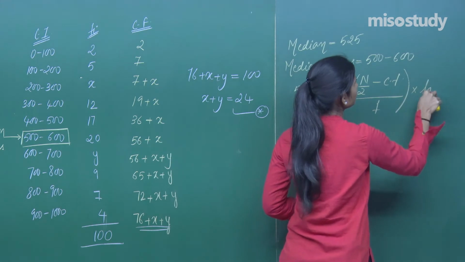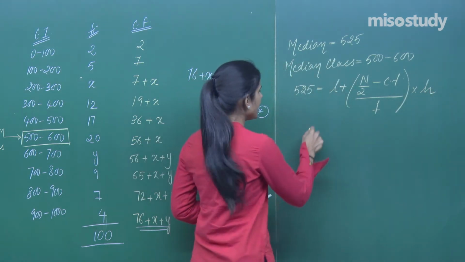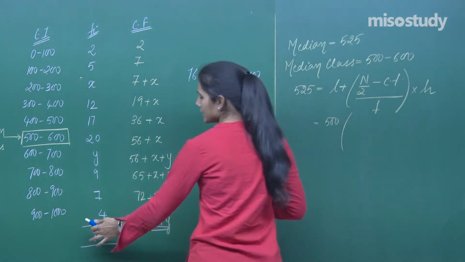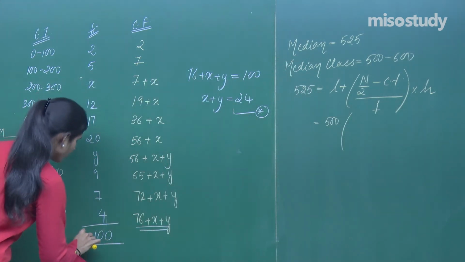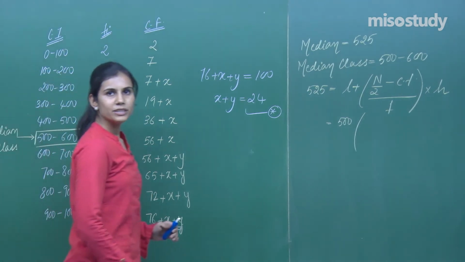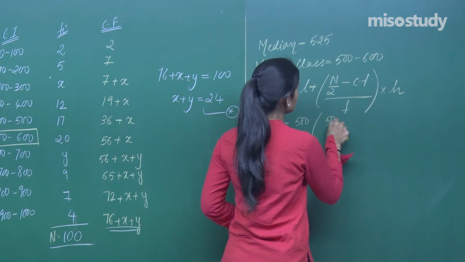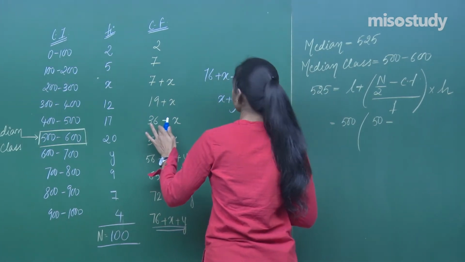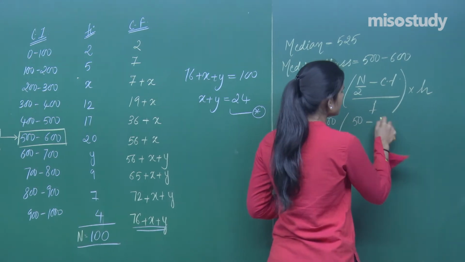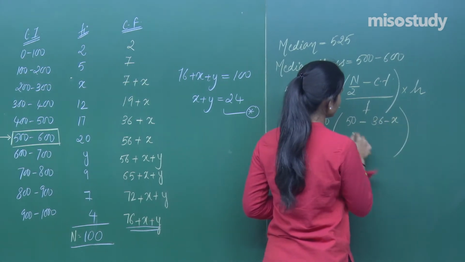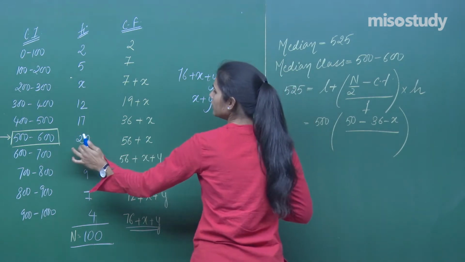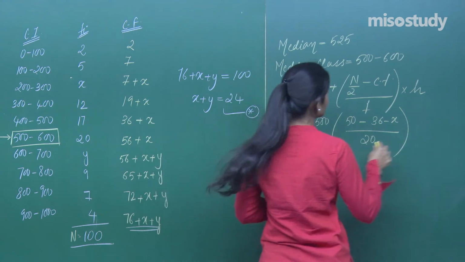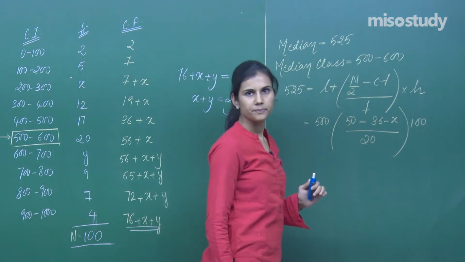upon f into h, where you know what these values are. L is the lower limit of the median class, 500. Capital N by 2, capital N is your 100, capital N is nothing but sum of all frequencies, so it is 100. N by 2 is 100 upon 2, which is 50, minus cumulative frequency of the class preceding the median class, which is 36 plus x. So, 50 minus 36 plus x is 50 minus 36 minus x whole upon frequency of the median class, which is 20, multiplied by h, which is class size, 600 minus 500, which is 100.